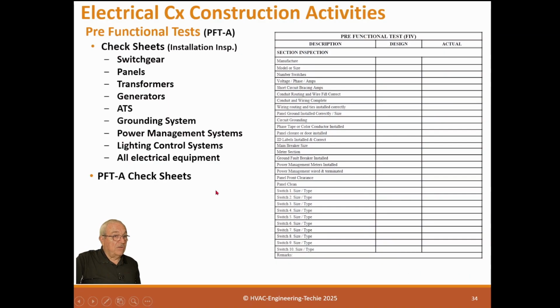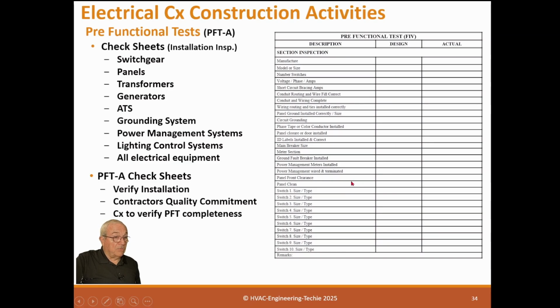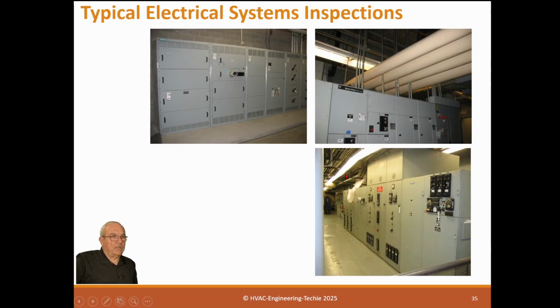And what these are all done, verify the installation, contractor's quality commitment. If these are done really well, and you can tell the accuracy is really good, then this particular electrical contractor is really serious about quality. And then the commissioner is to kind of go back after him, verify a few of them, just do it by spot checking just to make sure he's doing the job correctly.